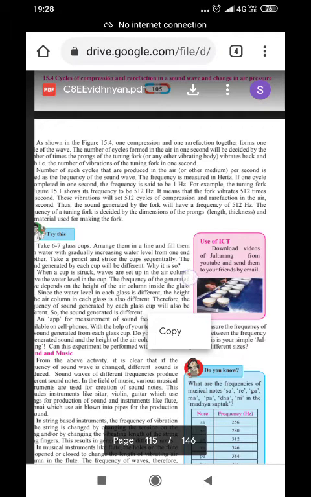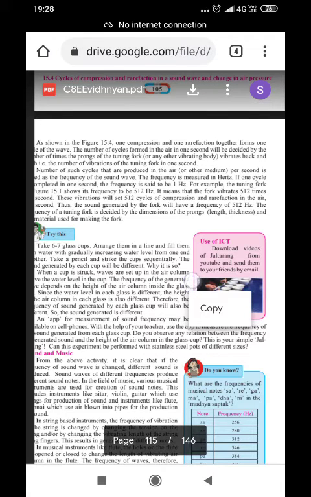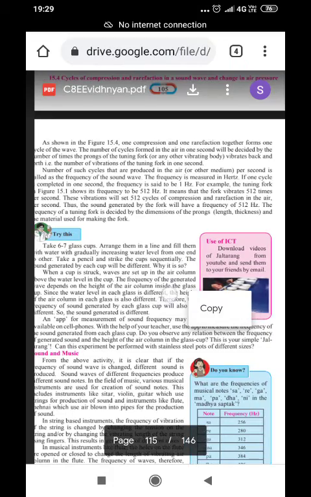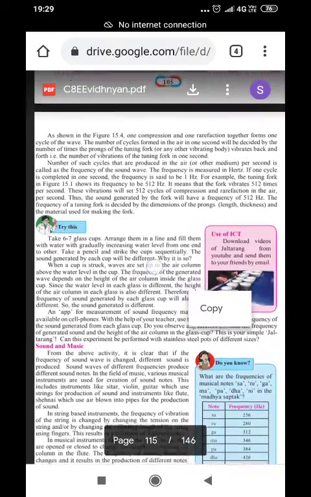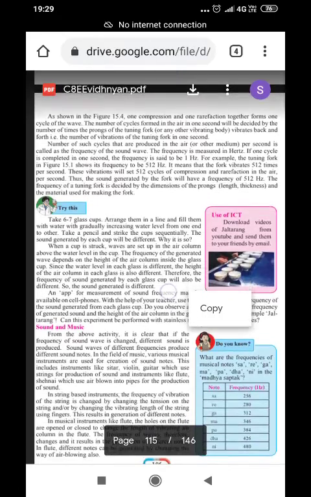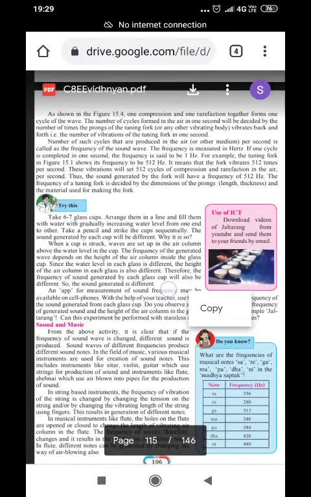As shown in figure 15.4, one compression and one rarefaction together form one cycle of the wave. The number of cycles formed in the air in 1 second will be decided by the number of times the prongs of the tuning fork or any other vibrating body vibrate back and forth, that is, the number of vibrations of the tuning fork in 1 second. So the frequency will help us to decide what the intensity of the sound could be.